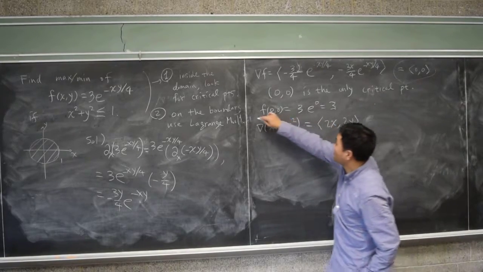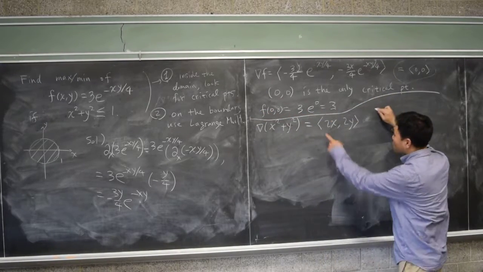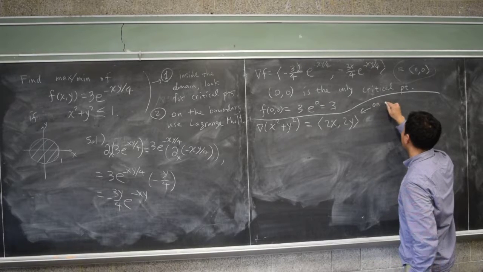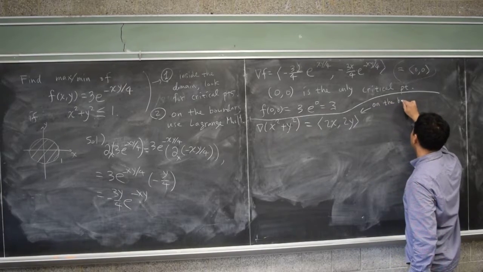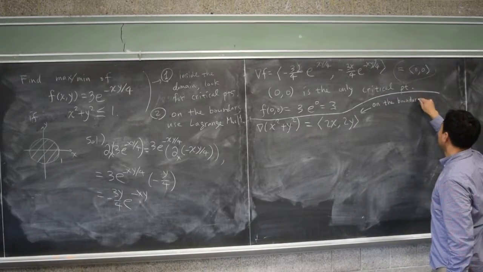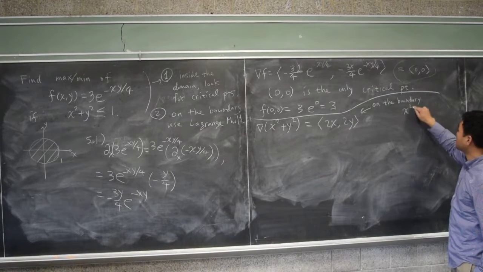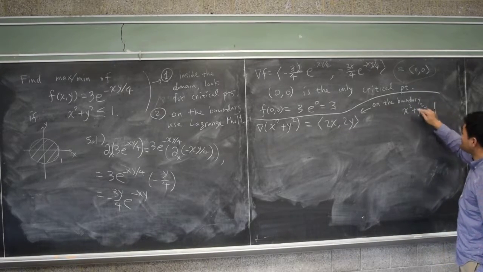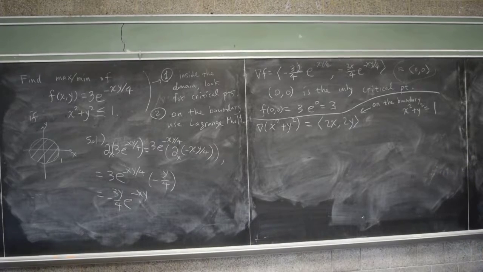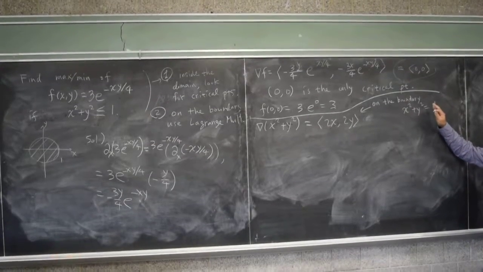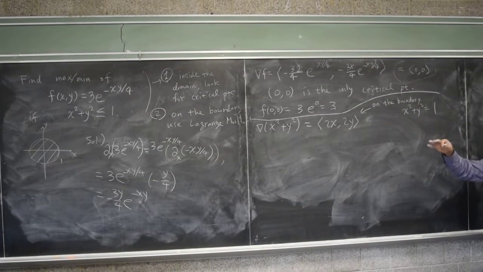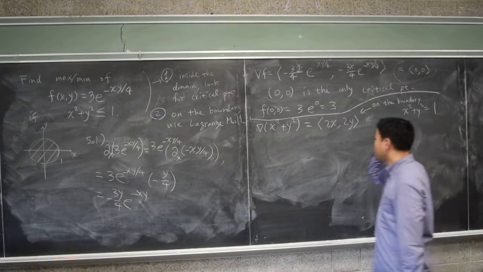So I should really have said something here. This is on the boundary. And by the boundary, I mean when this is exactly equal to 1. When the inequality is replaced by equality, that's at the boundary of the domain, right? So that's what we have.